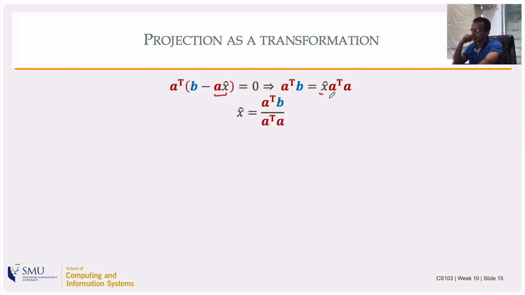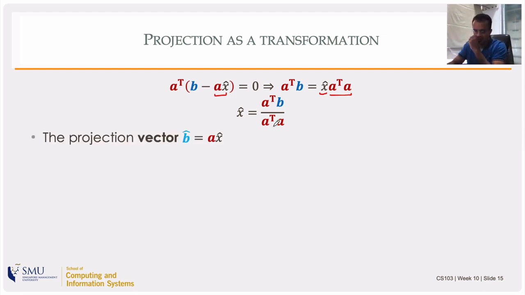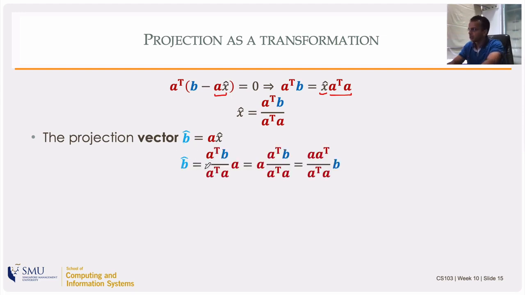x hat is just a number, and A transpose A is a dot product, actually the square of the norm of A, so that is just a number also. So x hat is A transpose B, which is a dot product, divided by A transpose A. Now, the projection I want is not just the number x hat. I actually want the vector b hat, meaning I want to take x hat and multiply that by a. So b hat is a times x hat, which is the same as this times a.